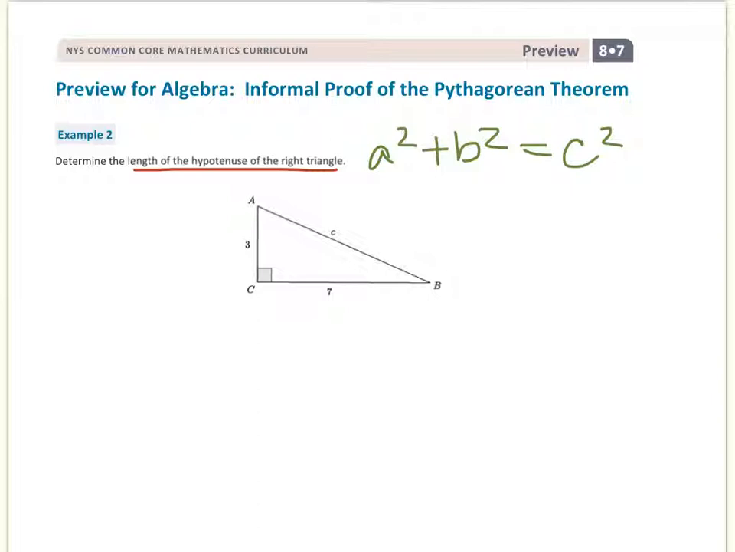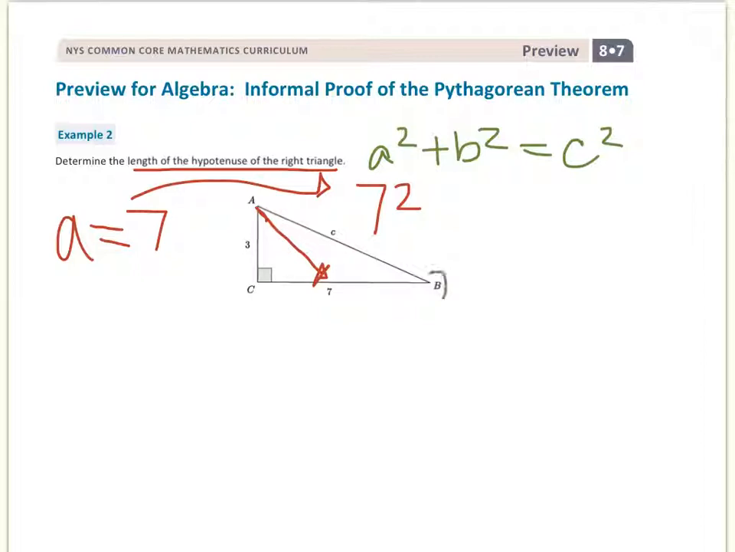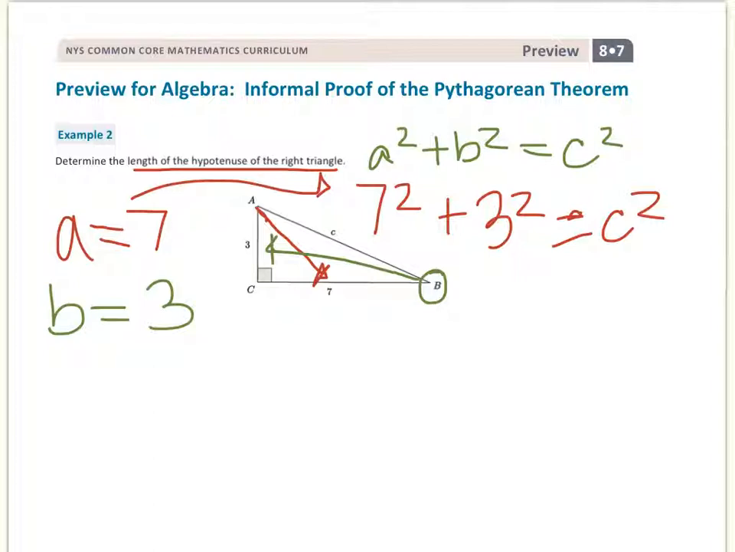So if angle A is here, length A or leg A would be there, so I would have 7 squared. Notice how instead of writing A equals 7, I just went ahead and plugged it in. If I have B here, angle B, remember side B is directly across from it. So I have B equals 3. So I can do 7 squared plus 3 squared equals c squared. Again, 7 squared is 7 times 7. 3 squared equals 3 times 3.